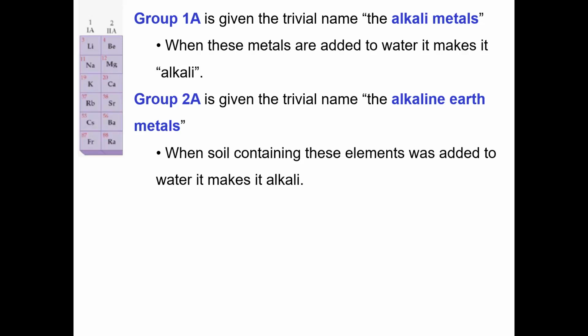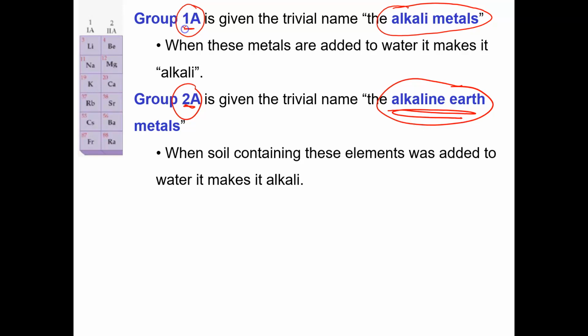Some of the metals have trivial names for their group names. Group 1A is referred to as the alkali metals. That's because when you dissolve them in water, it gives the water the property of being alkali. We'll talk about what we mean by that later on in future general chemistry classes. And then group 2A is referred to as the alkaline earth metals because these metals are often found in earth that makes water alkaline. So the origin of those names is not particularly important. Just remember 2A goes with 2 words, 1A goes with 1 word.